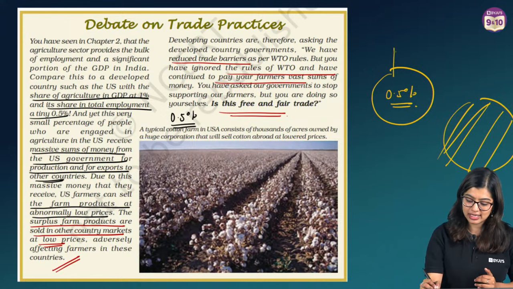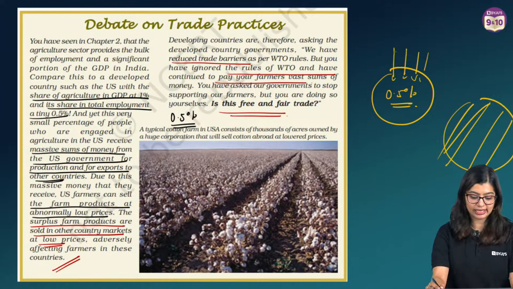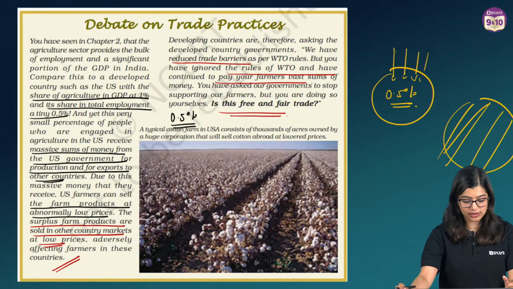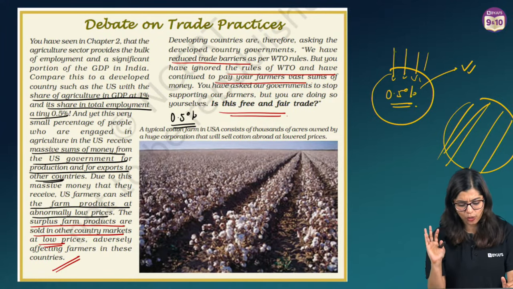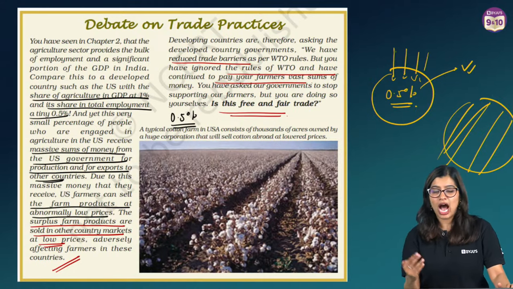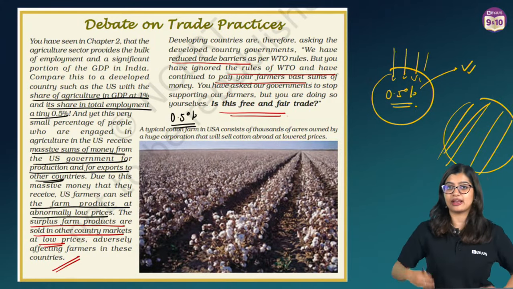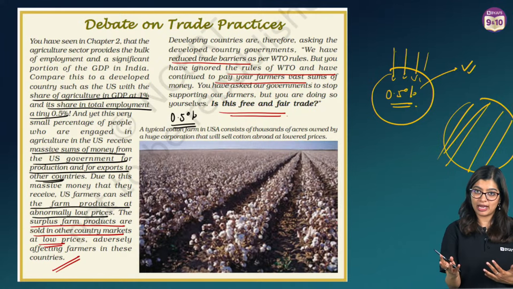Now, in this case, because the government is funding it, right? They are putting in money. We see that they receive large sums of money for export to other countries also. As a result, what will happen? They sell it at a very low price, right? They sell it at a very low price. As a result, we see that they now are not practicing free and fair trade, right? Because now for import, they will charge some amount of money, right?